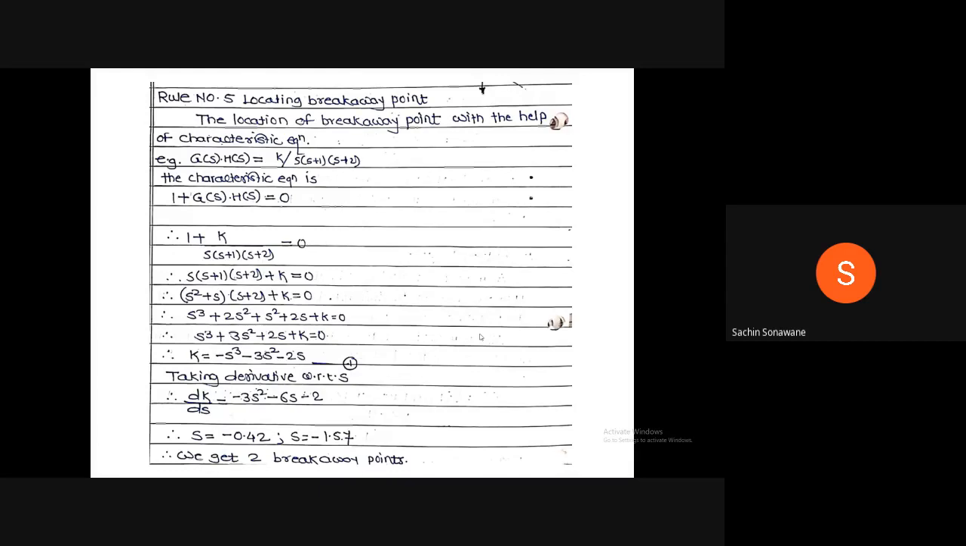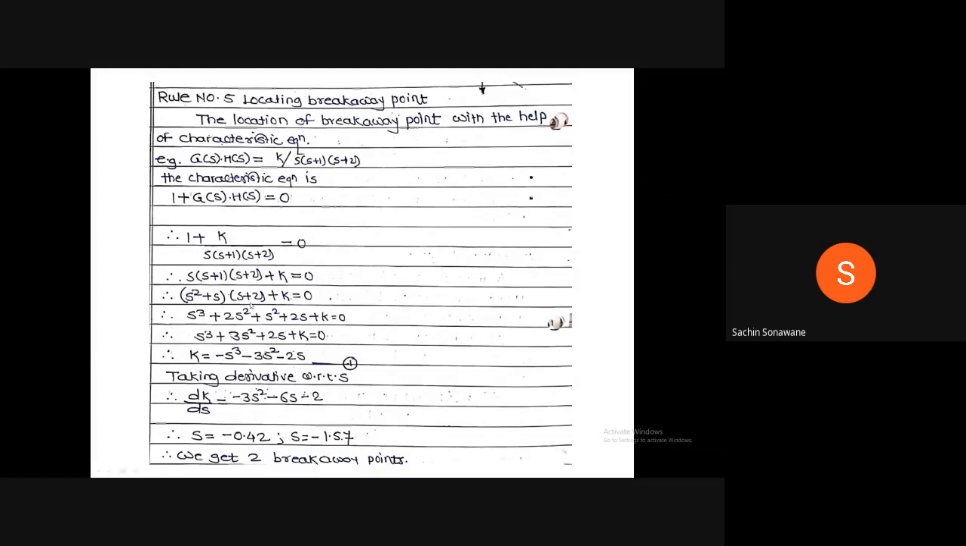Now locating breakaway point. The location of breakaway point with the help of characteristic equation G of S into H of S is equal to K divided by S into bracket S plus 1 into S plus 2. The characteristic equation is 1 plus G of S into H of S is equal to 0. Therefore substitute G of S into H of S, this value here. Therefore 1 plus K divided by S into bracket S plus 1 into S plus 2 is equal to 0. Therefore S into bracket S plus 1 into S plus 2 plus K is equal to 0.